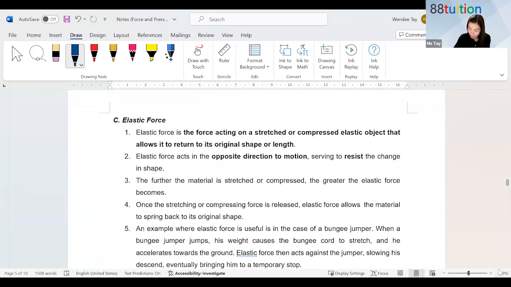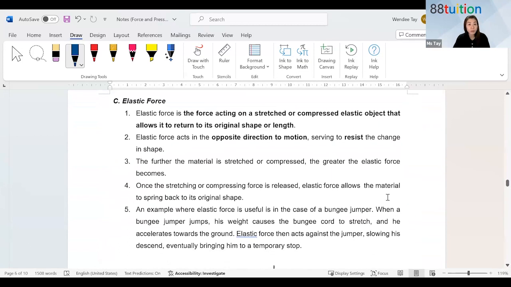So elastic force, we talk about elastic force as well. That is the force acting on a stretched or compressed elastic object. It will allow it to return to the original shape or length. Something that we learn as well, we talk about the spring, we talk about the rubber bands, etc.